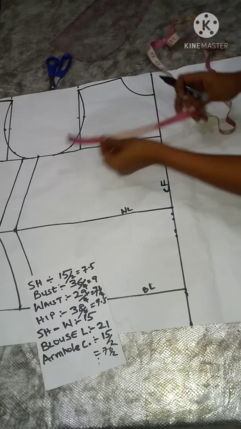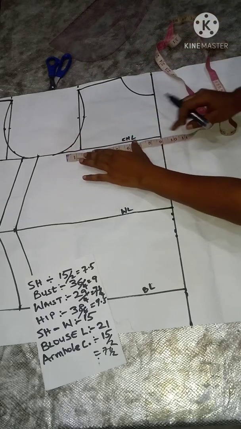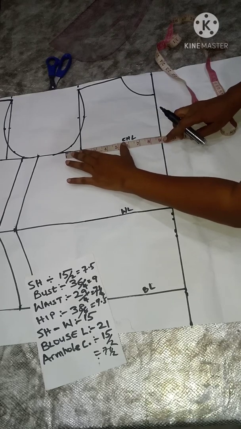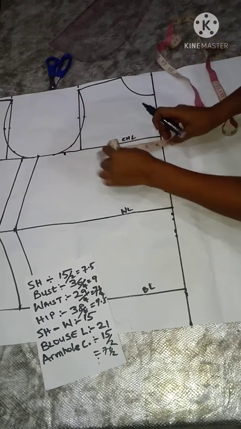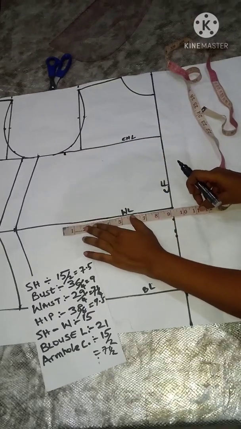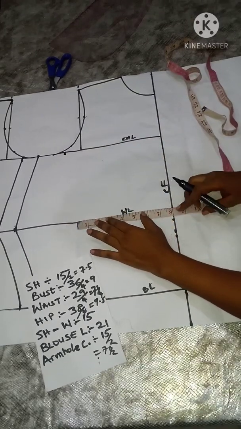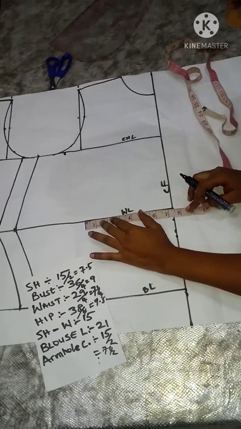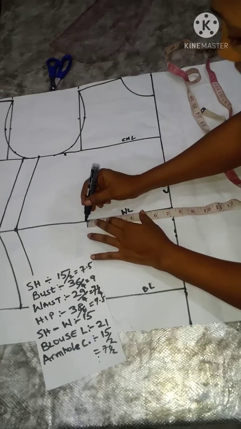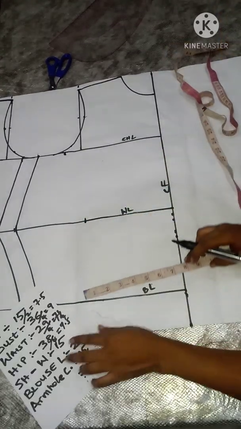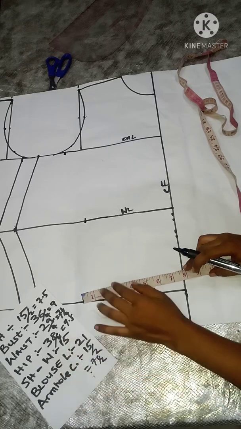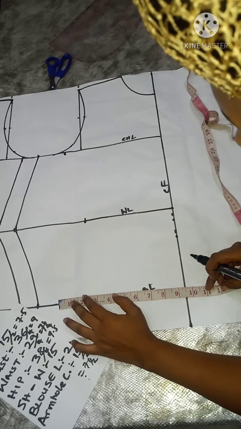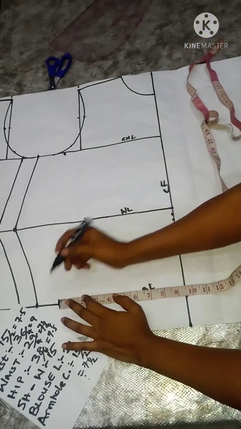Now the next thing is to take my bust measurement on the chest line. So that is 9 inches. So I'm marking 9 inches on the chest line. And now I'm marking on the waistline 7¼. So this is 7¼. And on the hemline, I'm marking 9½. So this is 9½.